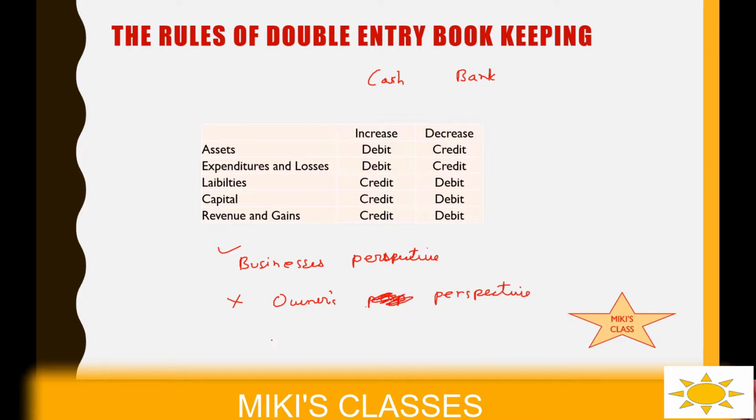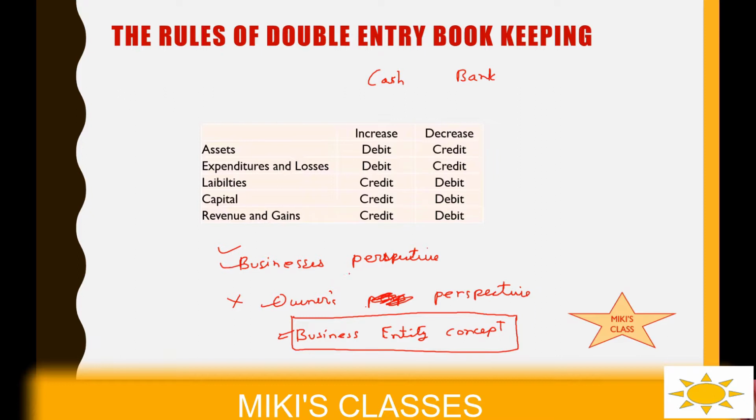This concept has already been discussed in another video. This is called the business entity concept. Which means what? The business entity concept basically emphasizes the fact that a business and its owner are two separate entities. And we have to think of every transaction from the business's perspective. So, what has happened?